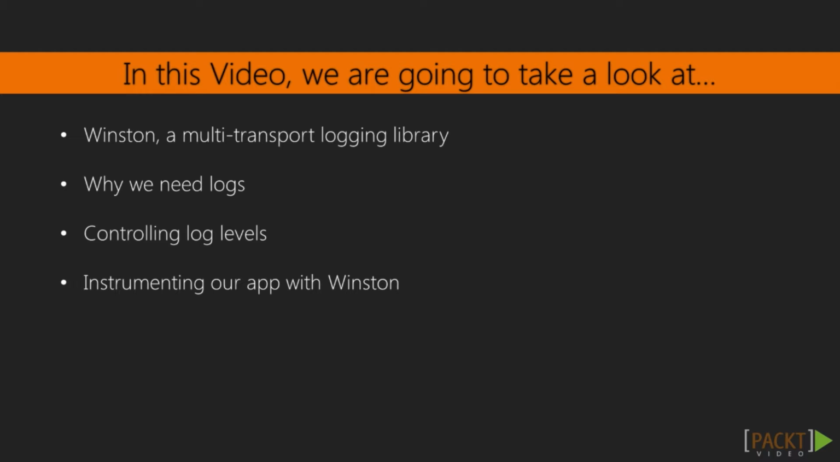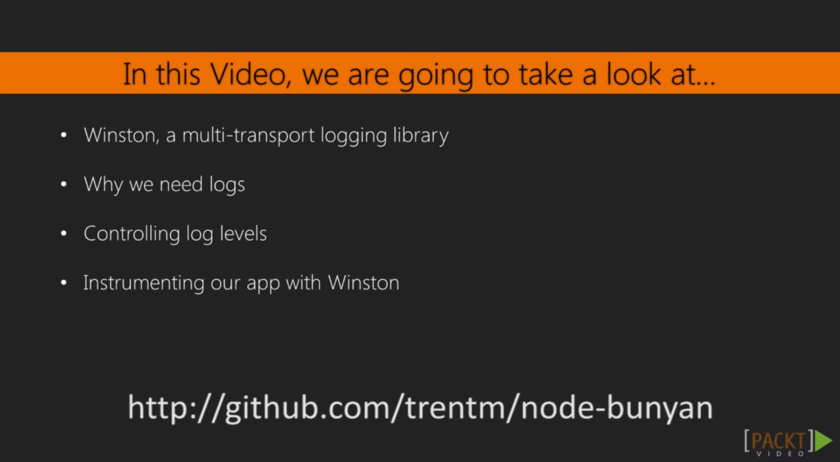Winston is a multi-transport logging library for NodeJS. We'll think about why we need logs and then learn how to instrument our application with Winston and how to control what gets logged in various different environments. There are lots of other options for logging, such as Bunyan and the built-in console.log. But after trying lots of different projects, Winston feels like the most powerful to me.